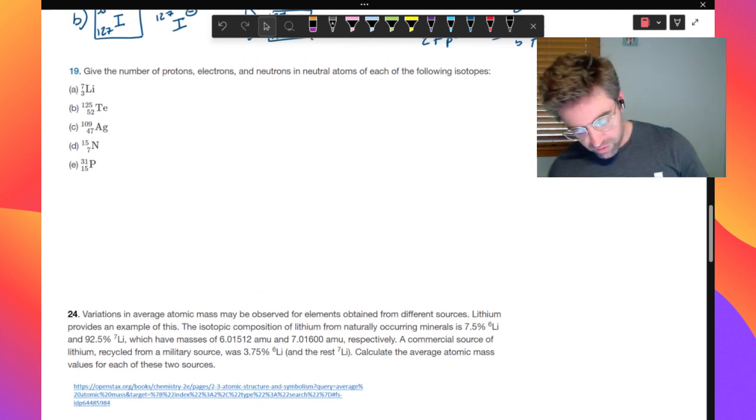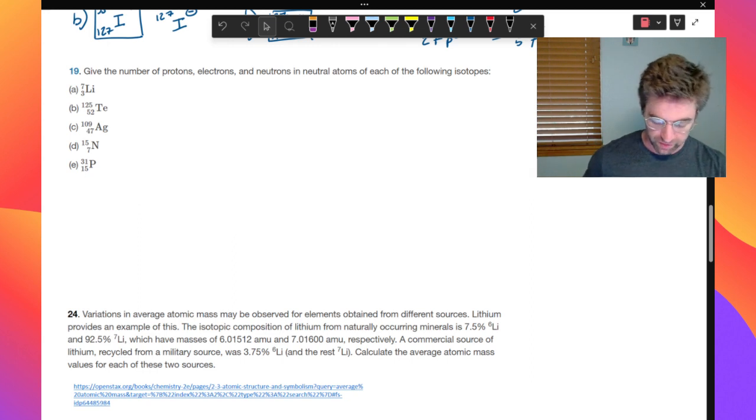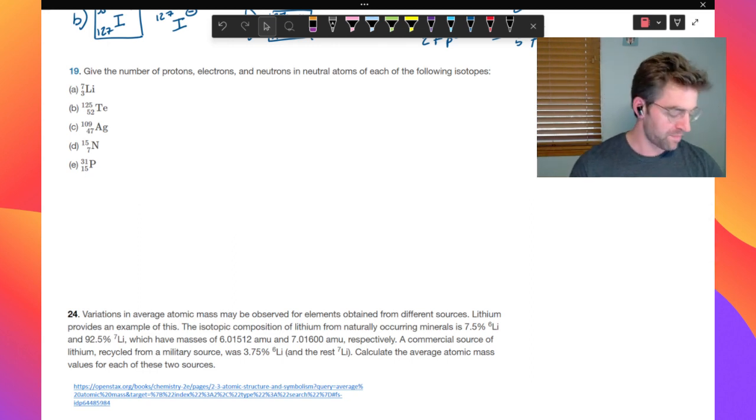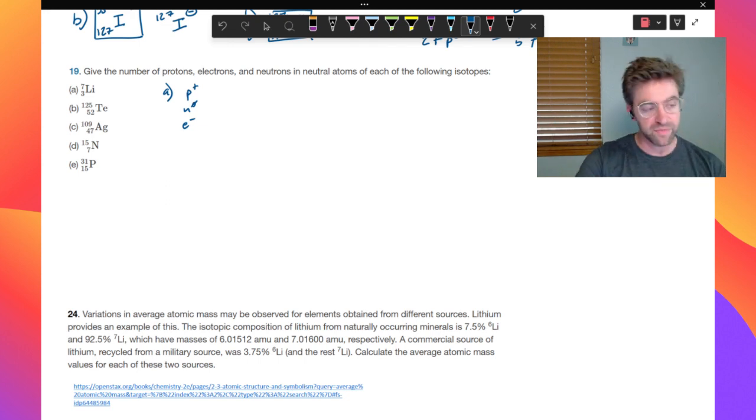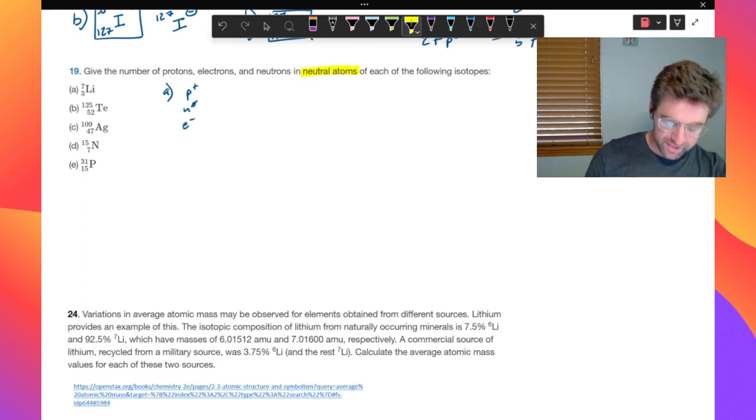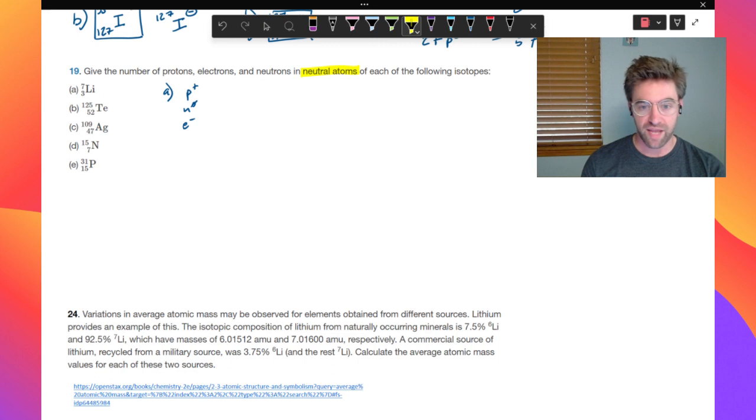All right. Give the number of protons, electrons, and neutrons in neutral atoms of each of the following isotopes. So isotopes are a little bit different. They don't have a charge, but they are different from what might appear on the periodic table. And we'll dig into a little bit of what that looks like here. So for A, we've got protons, neutrons, and electrons in neutral atoms. There's no charge. So what we know from that by definition is that the number of protons and the number of electrons are going to be the same.